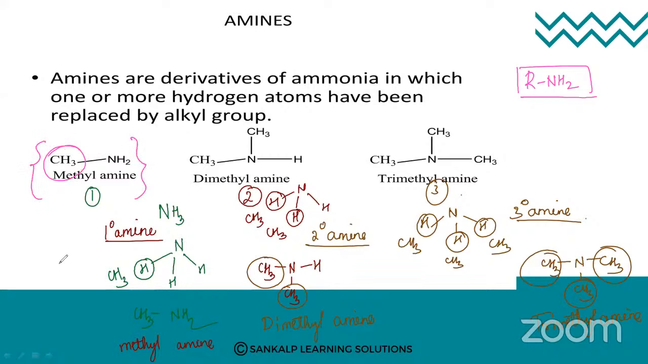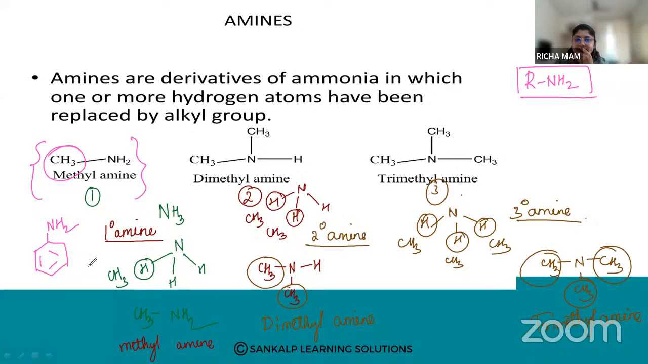Now, if we see an aromatic one, what do you mean by aromatic? If you have an aromatic ring. So what is this now? This is also a primary amine, but a primary aromatic amine because we have a benzene ring here. This is a primary aromatic amine, and the one above this is a primary aliphatic amine. Okay, fine. So this was about primary amine.